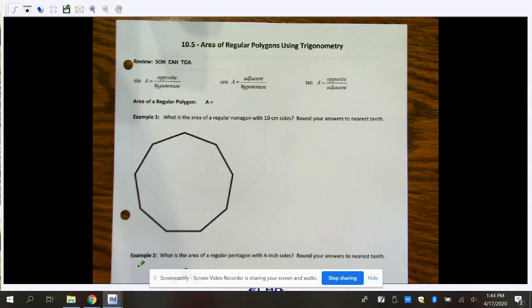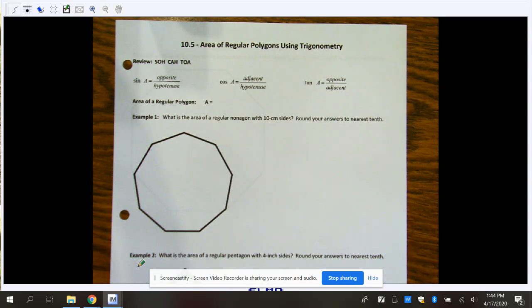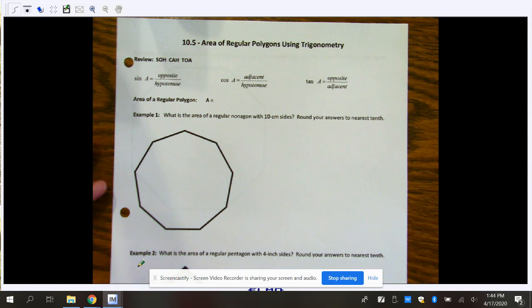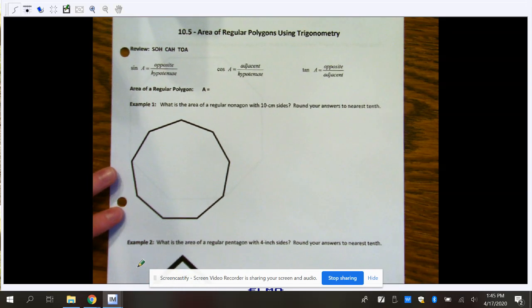Right, so before you watch this video, you need to make sure that you completed the lesson from yesterday. You may need to go back and click yesterday's agenda, and make sure you watch the 10.3 notes where we introduced the area of regular polygons, but we were able to use special right triangles to find all the areas.